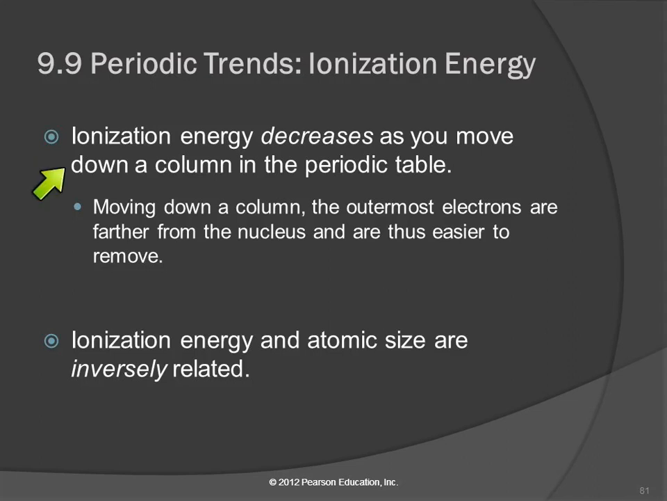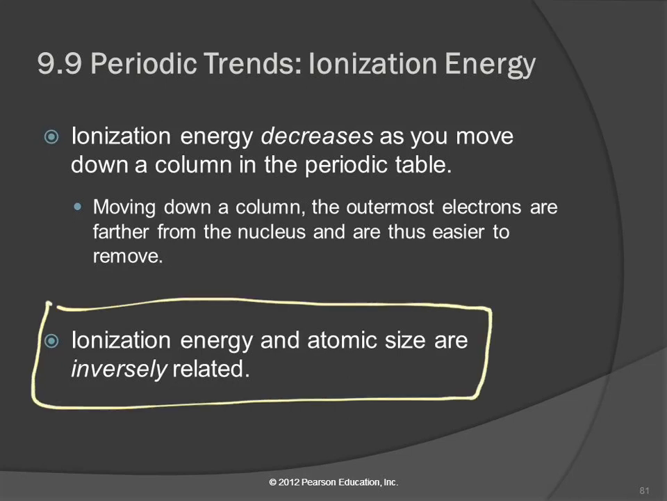So we see that moving down in a column, it's easier to remove electrons. The ionization energy decreases. Because we're going down, the atoms are getting larger, and it's easier to take them off. And so this is an important idea here, that ionization energy and atomic size are inversely related. So you need to remember one of them, and then remember the other one is the opposite.